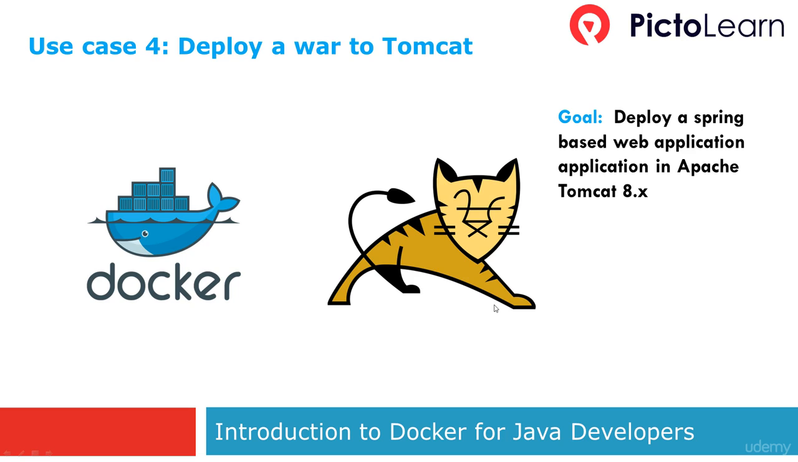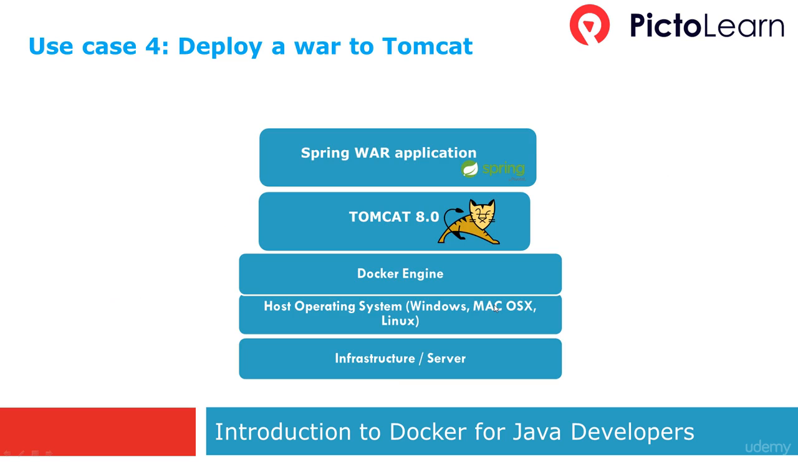Hello everyone, welcome to use case number 4. As a part of this use case, we're going to deploy a war application running on Spring MVC to Tomcat 8.0. So the image is going to look very similar to this. You have infrastructure on the server at the bottom, a host operating system, Docker engine, and then on top of Docker engine sits Tomcat. We're going to download the Tomcat 8.0 image from DockerHub, and then we're going to deploy a Spring war application.